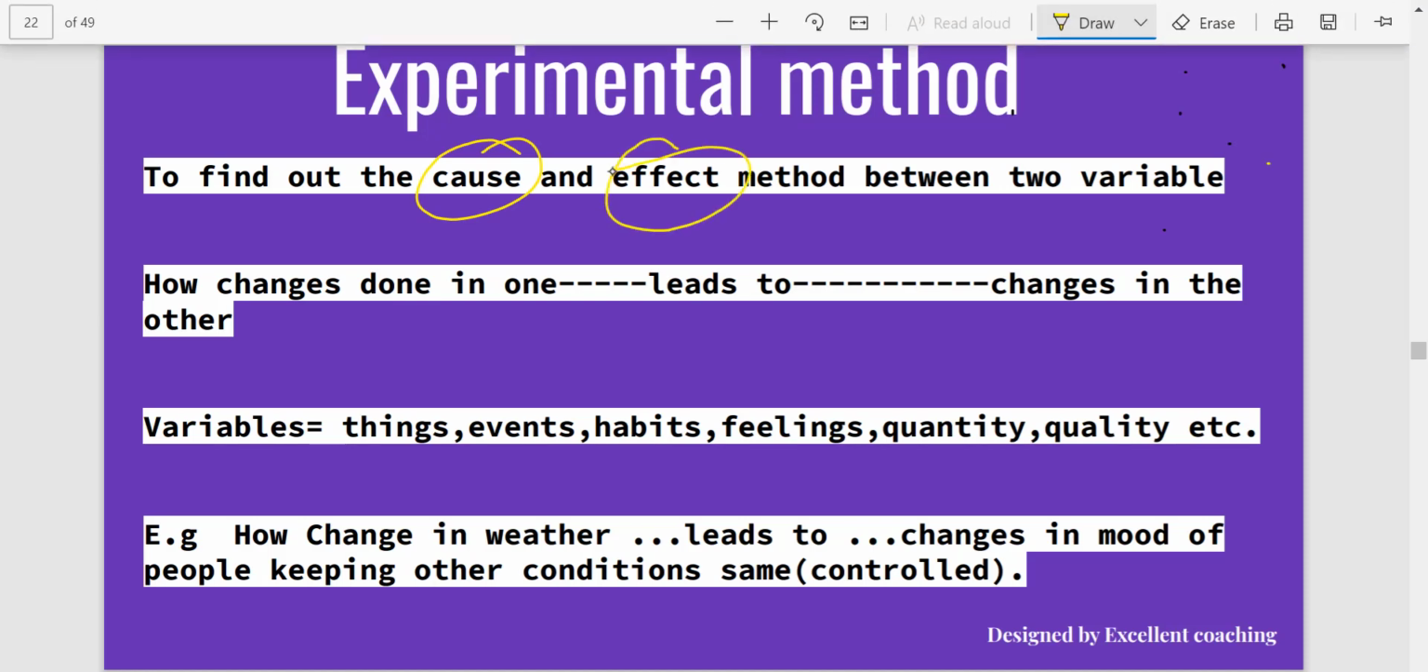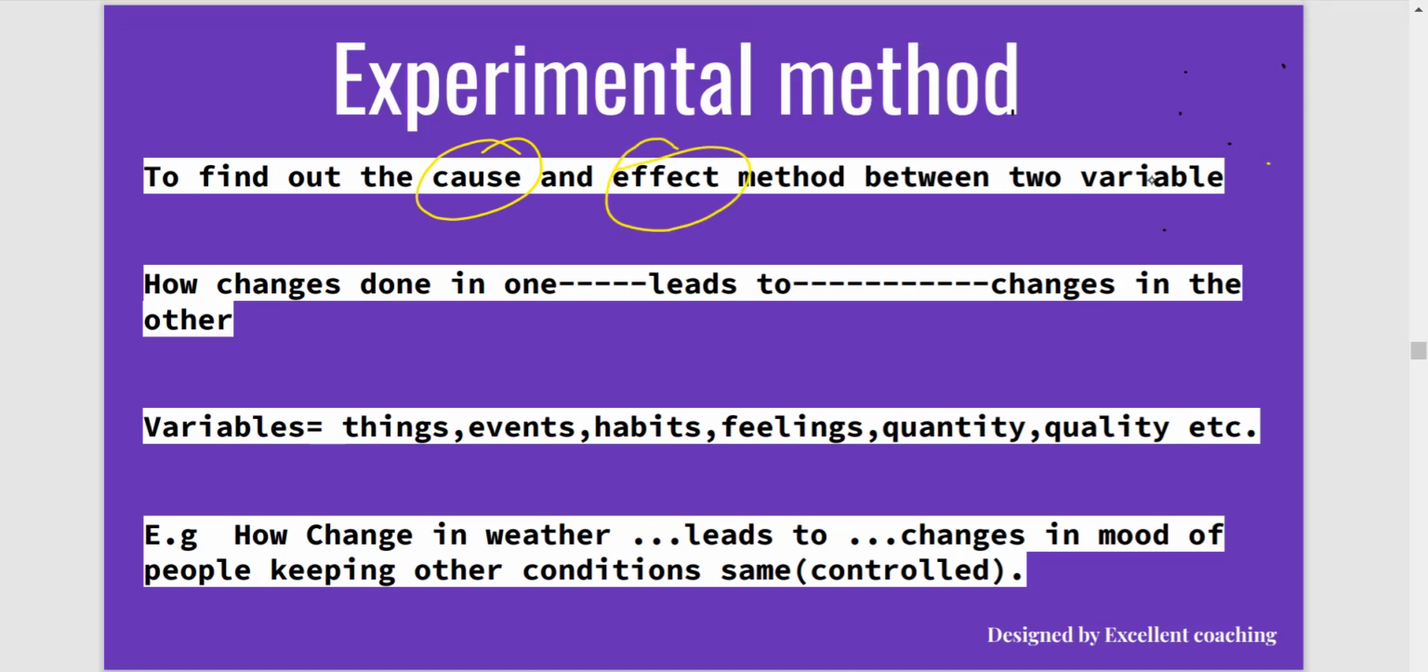So again here you must remember the concept of variables. Whenever we want to find out the cause of one variable and its effect, then we use the experimental method for that. So how changes done in one lead to the changes in other. That is the aim of an experimental method.